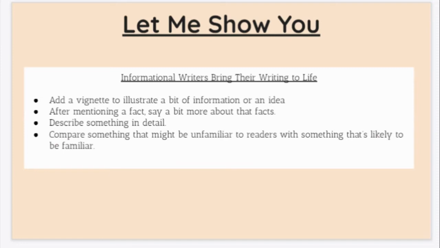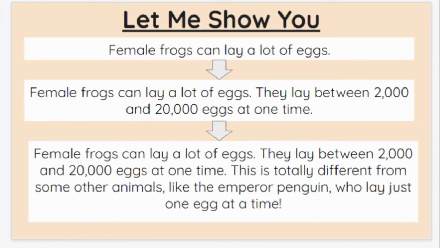They may add a vignette to illustrate a bit of information or an idea. After mentioning a fact, they might say a bit more about the facts. They could describe something in detail or compare something that might be unfamiliar to readers with something that's likely to be familiar. So think about our work from our last session. We started with a boring fact, and we elaborated it with a statistic. So we went from female frogs can lay a lot of eggs to female frogs can lay a lot of eggs. They lay between 2,000 and 20,000 eggs at one time.